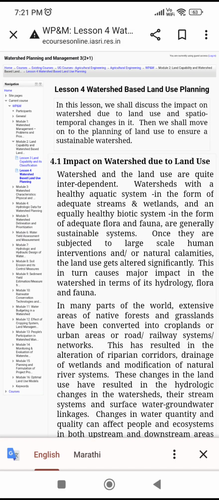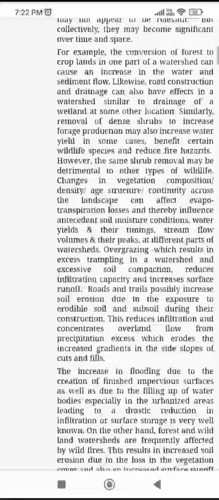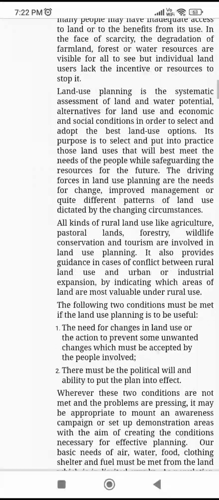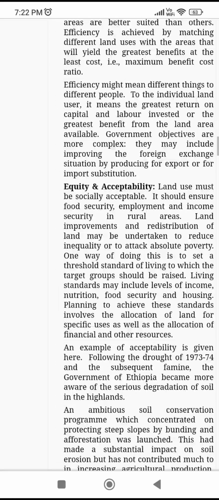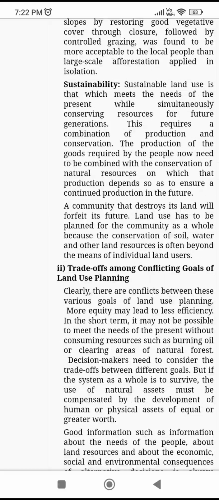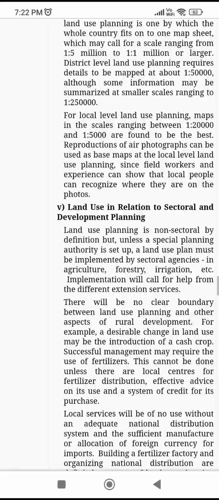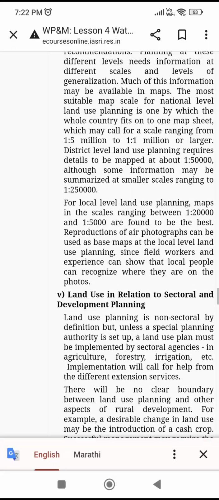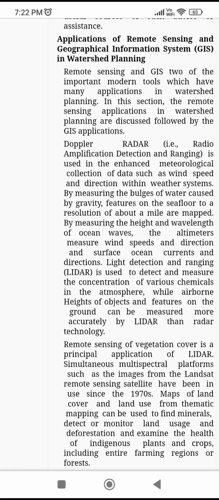Now watershed based land use planning. Is there any important point? Equity and acceptability, sustainability. Just go through this. This is not that important, but watershed planning is an important topic. Now see, GIS stands for Geographic Information System, and radar stands for Radio Amplification Detection and Ranging.